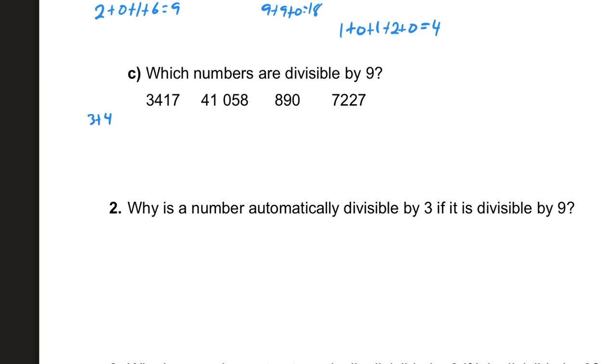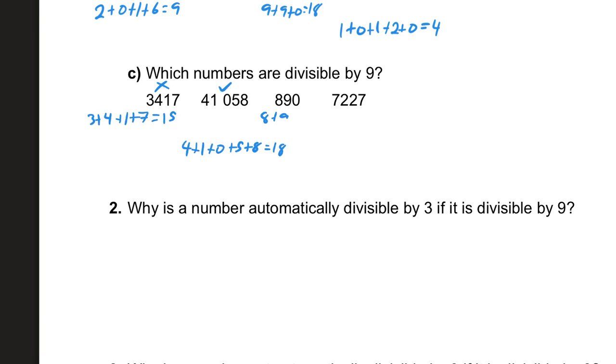3 plus 4 is 7 plus 1. Let's do this. 7 plus 3 is 10 plus another 5 is 15. 15 is not a multiple of 9, so it is not divisible by 9. Let's go look at 4 plus 1 plus 0 plus 5 plus 8. Let's see. 4 plus 1 is 5 plus another 5 is 10, so we're going to get 18 here. 18 is a multiple of 9, so that one works.